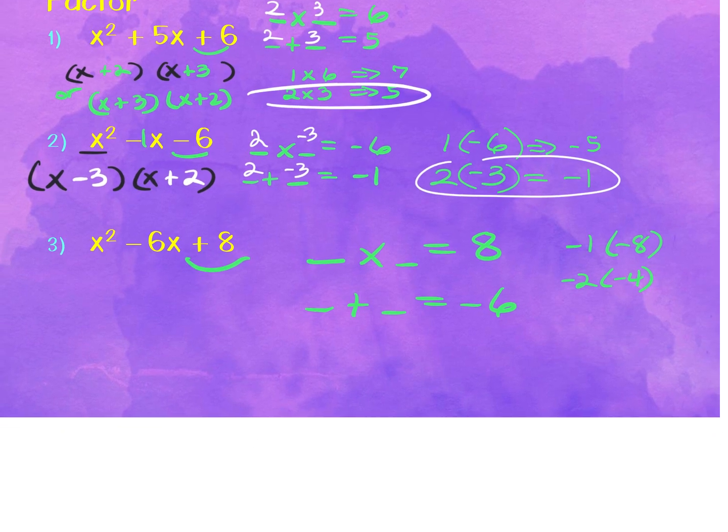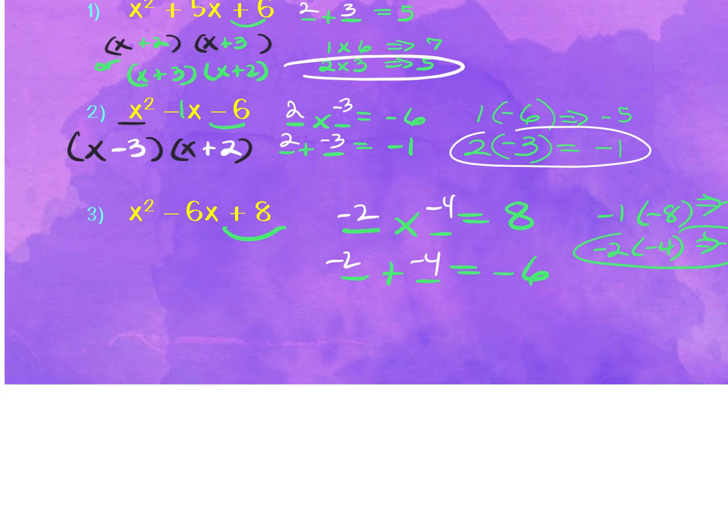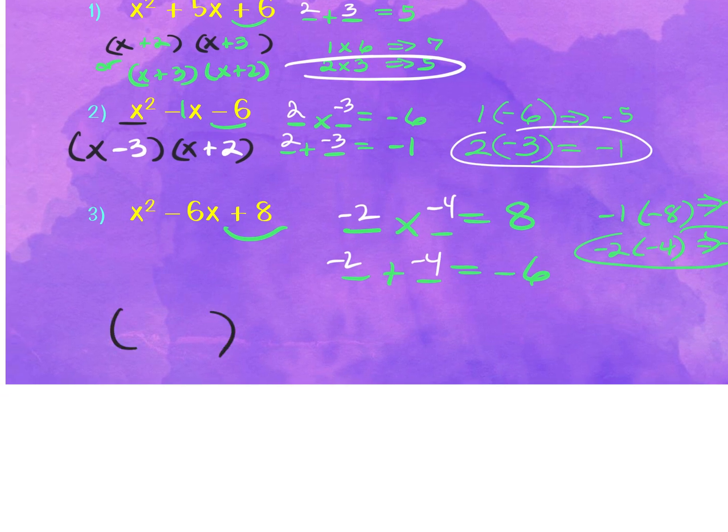And of these factors list, the one that'll give me the negative 6 is going to be this one, because this will give me negative 9. So my two factors are going to be negative 2 and negative 4. So now I'll go ahead, set up my binomials, put an x and an x, and then put in the negative 2 and the negative 4.